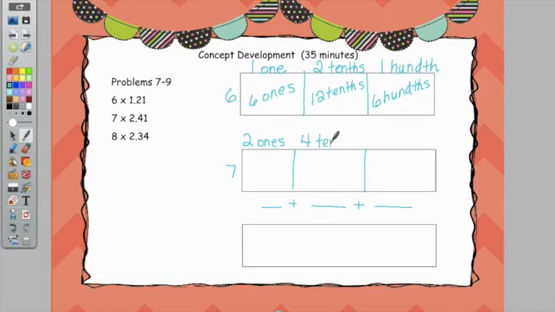Some of you might be thinking, why can't we just multiply it? Well, because we're going to represent it with an area model. Okay, so did I put all the numbers in the correct place? Are you sure? Did you double check? Yep. 7 times 2. 14. Good. Thanks for saying the place value. 7 times 4. 24 tenths. You're close. 28. 28 tenths.